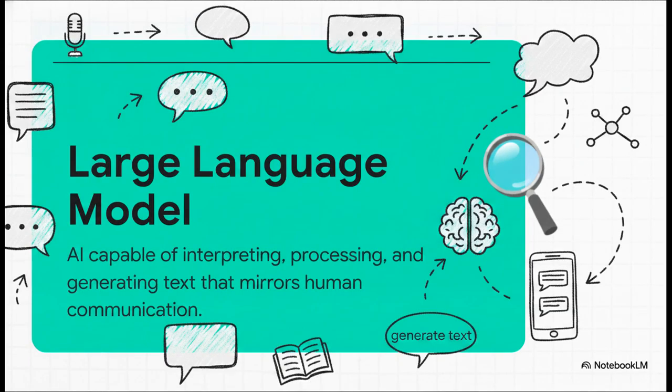Drilling down a bit more, it's specifically a large language model, or an LLM. You can think of this as a highly specialized flavor of generative AI that focuses entirely on language. It is literally built to comprehend, process, and generate text that mirrors how humans actually communicate, which means you get great results without needing a computer science degree.